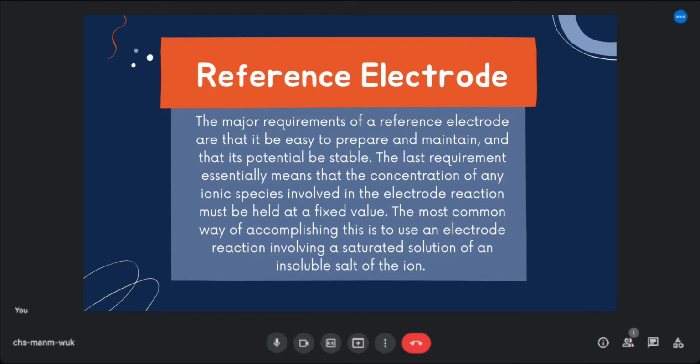Reference electrode. The major requirements of a reference electrode are that it be easy to prepare and maintain, and that its potential be stable. The last requirement essentially means that the concentration of any ionic species involved in the electrode reaction must be held at a fixed value. The most common way of accomplishing this is to use an electrode reaction involving a saturated solution of an insoluble salt of the ion.